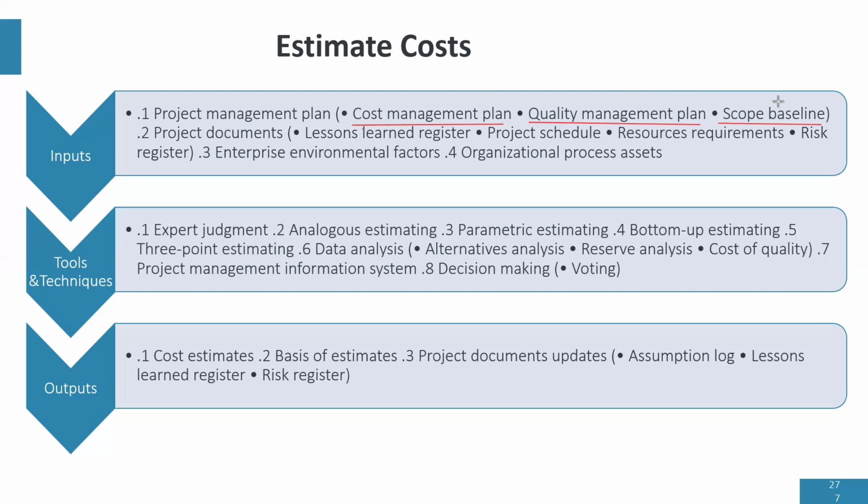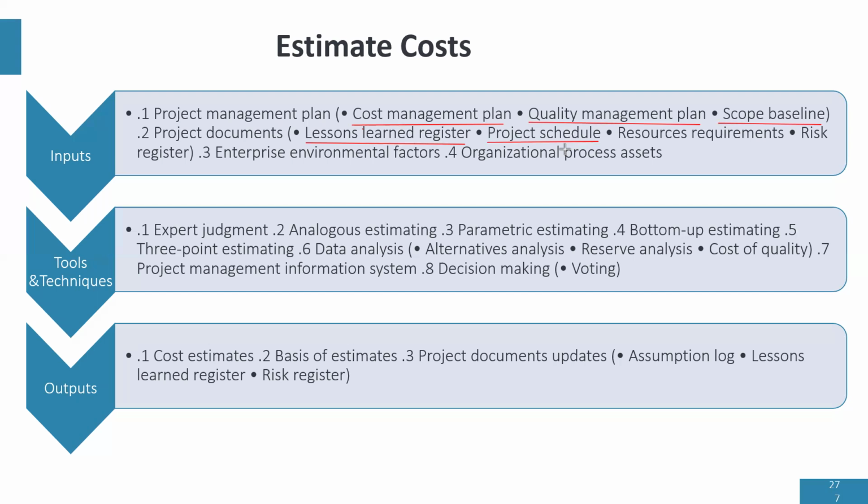And we also have what we call the scope baseline. And the scope baseline includes the deliverables of the project. And of course, the deliverables are those things we're going to work on as well. Now, lessons learned, that means from past areas of the project, we may have learned something that can help us in costing project activities.